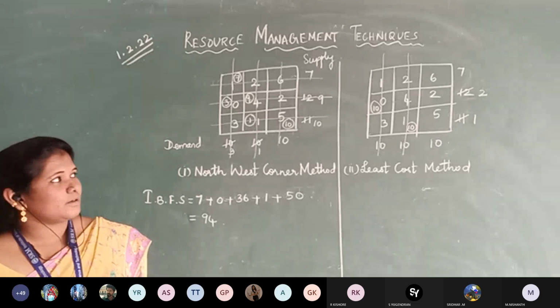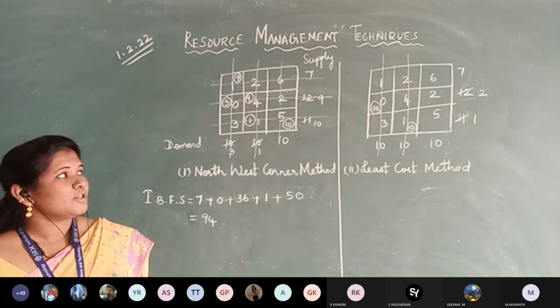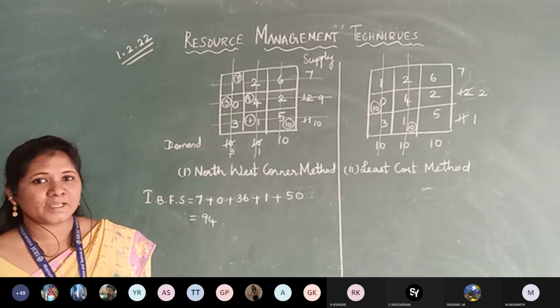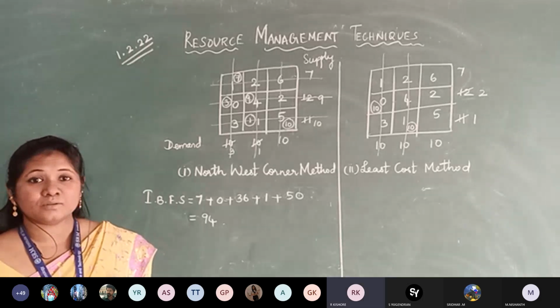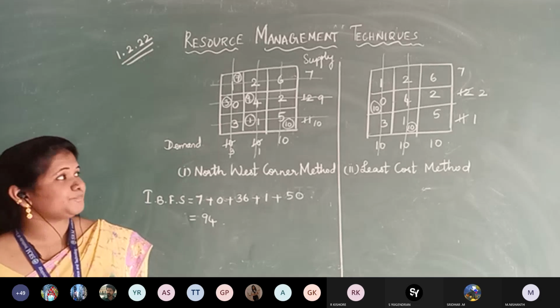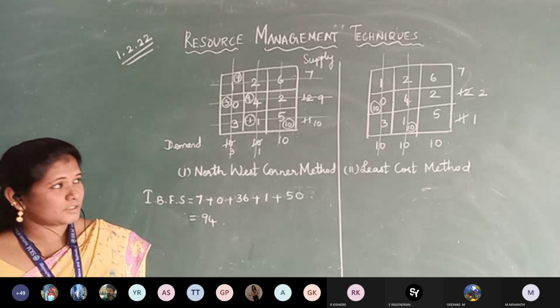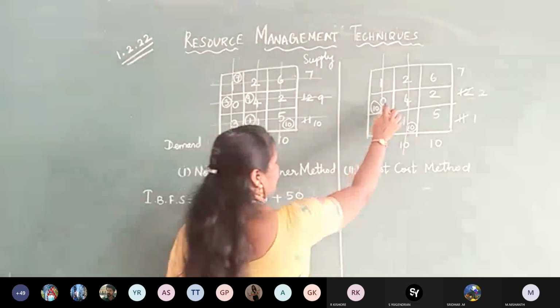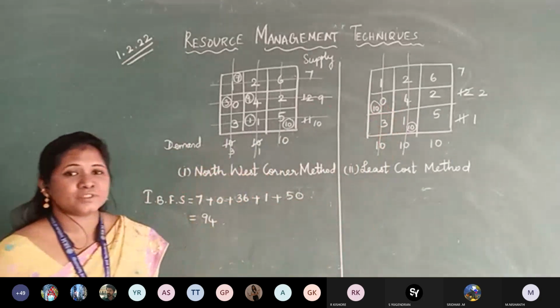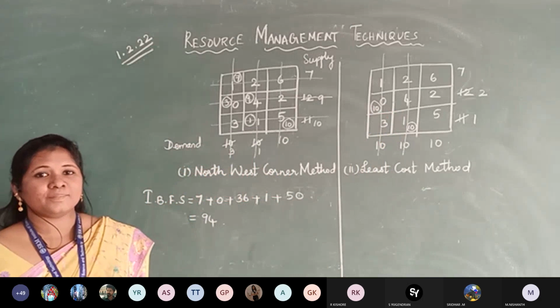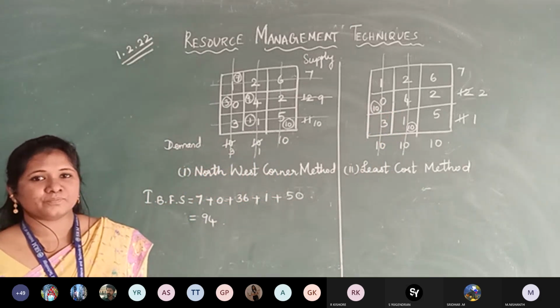Okay. So here your 0 is your least value. For your 0, you will see your supply and demand. You had 0. Then probably I didn't take that 0. If you have got some value like 0, that is your least value. First you will allocate it for that, and then only you will have to go to the next value.